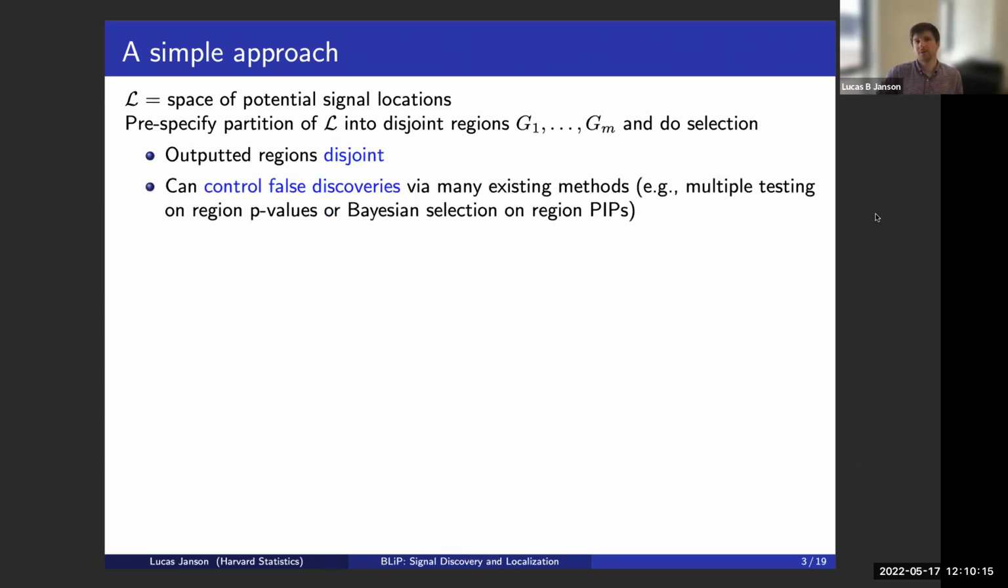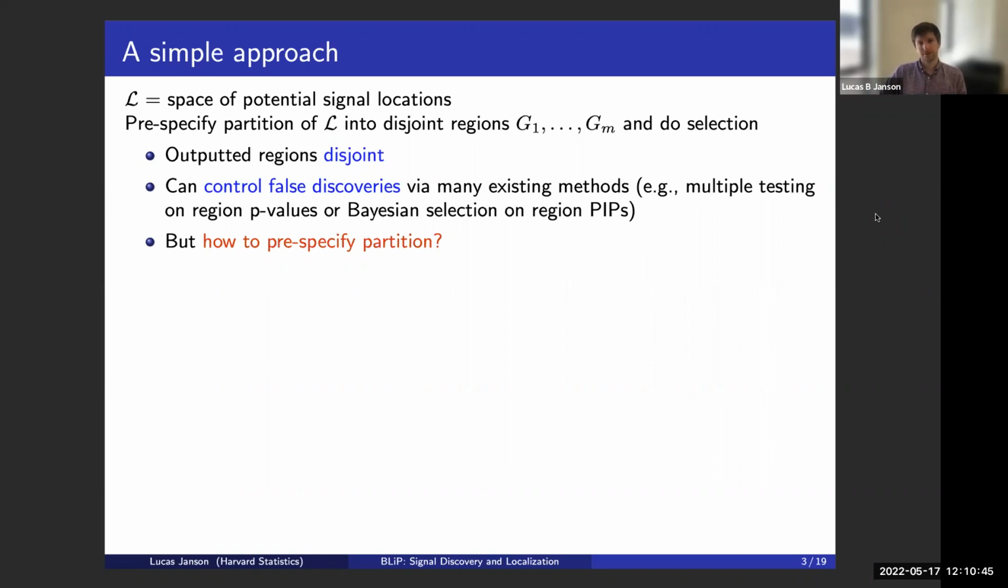And there are a bunch of methods for controlling false discoveries that we could employ here, because we have a fixed set of potential regions that we're going to discover. The problem is it's not really clear how to pre-specify that partition in advance. We need to truly partition the data. If we think about the night sky, there are going to be boundaries between these regions. And what if there's a star that falls right on the boundary? Then probably we're not going to do a very good job of capturing it. And I think this is really the problem here.